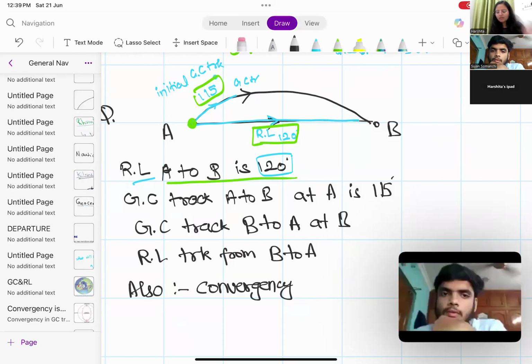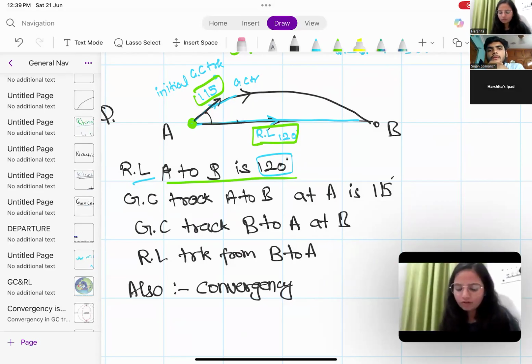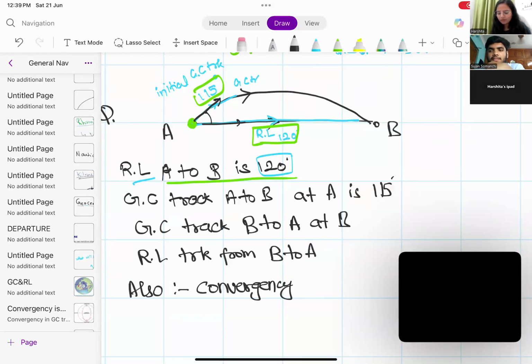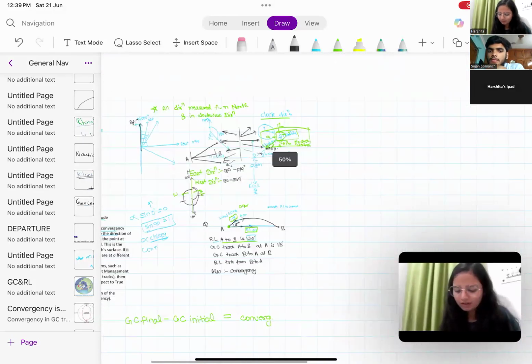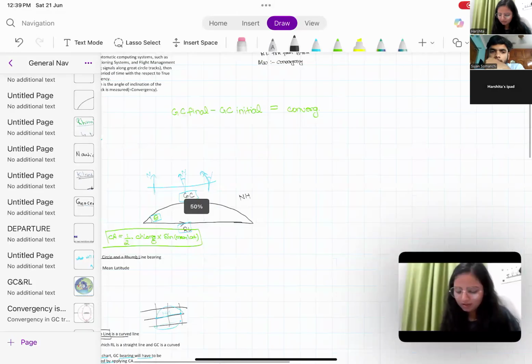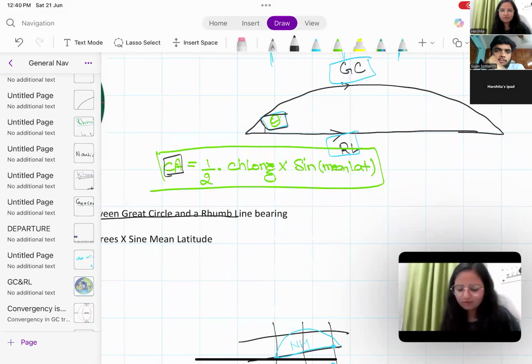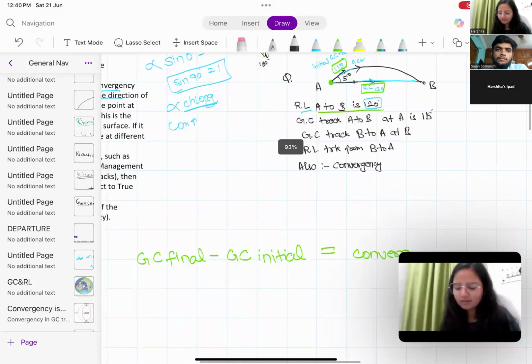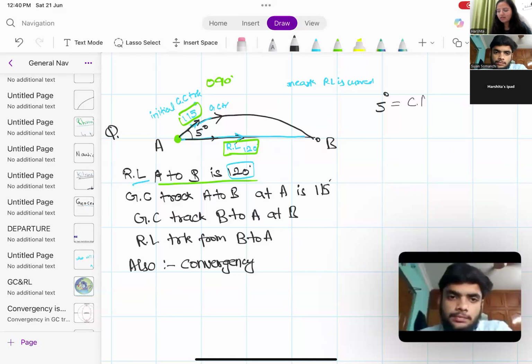Now, what will be the angle between these two? This is 115, this is 120. Subtract, it is 5 degree. Very good. This 5 degree, as we have seen today, is known as the convergency angle, the convergency by 2. So this 5 degree is the convergency angle.